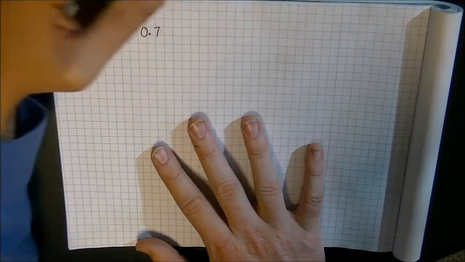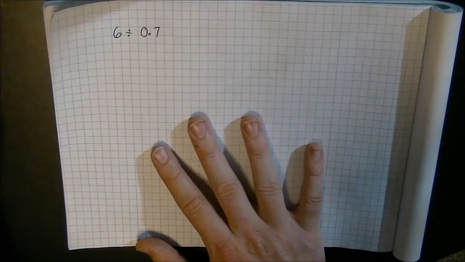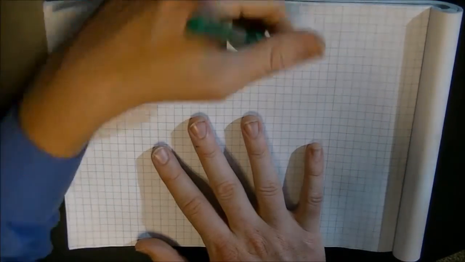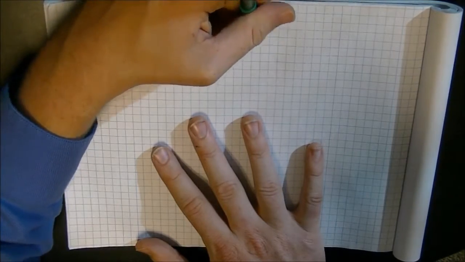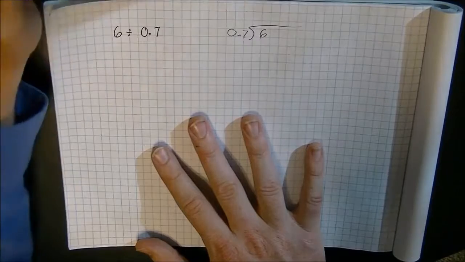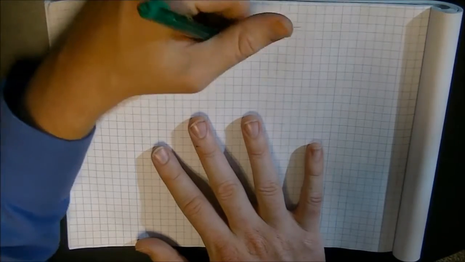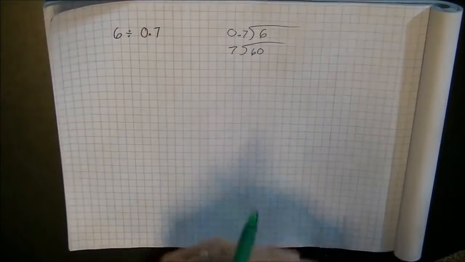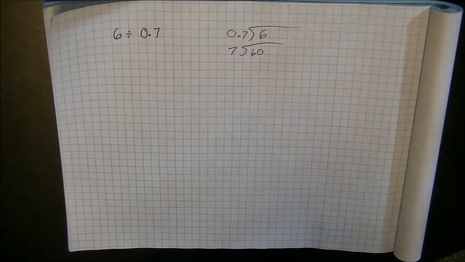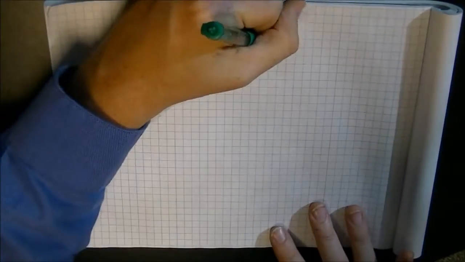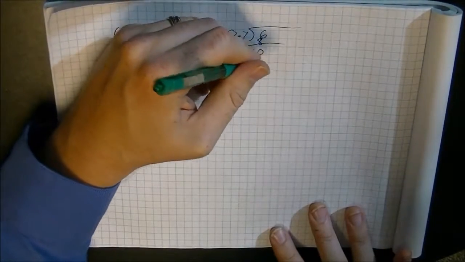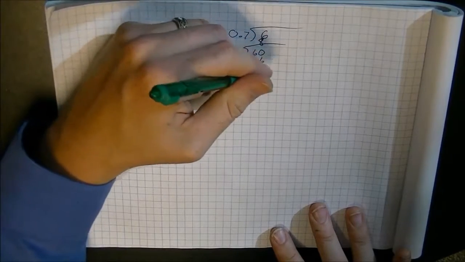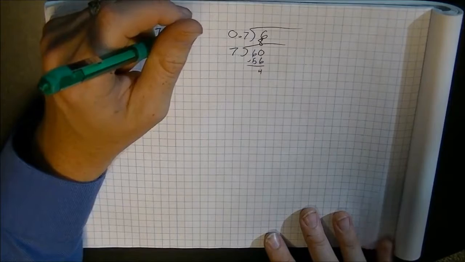So in order to do this, what I need to do is multiply both by 10 because I don't want any decimals in my divisor. So what I would originally write is 0.7 going into 6, but I need to multiply both by 10. So that way I'm going to have 7 going into 60. 7 goes into 60 8 times. 8 times 7 is 56. So that leaves me with a remainder of 4.